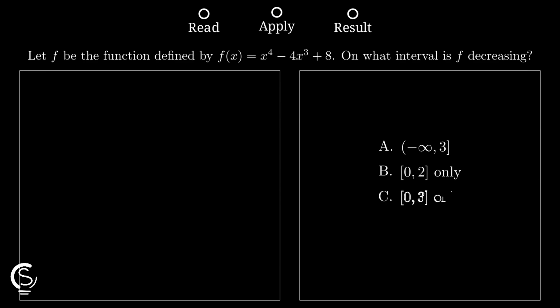First, find the function's derivative. Using the power rule, the derivative of x^4 - 4x^3 + 8 is 4x^3 - 12x^2.